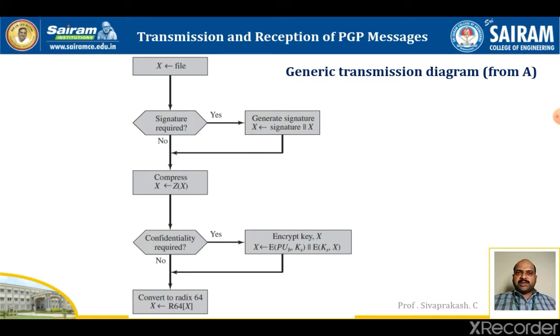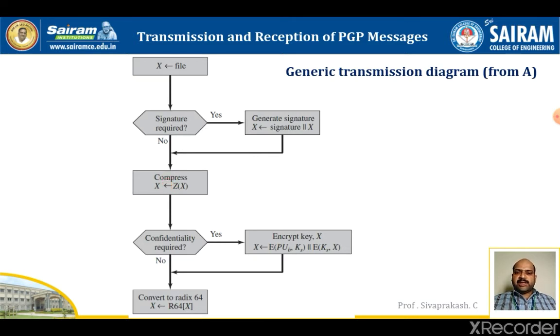On transmission, a signature is generated using a hash code of the uncompressed plain text. Then the plain text plus signature, if present, is compressed. For example, given a file, whenever a signature is required, it generates the signature, which is concatenated with the file, and that is compressed. If no signature is required, the file is simply compressed.